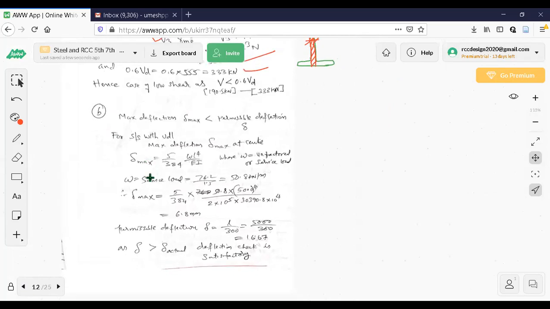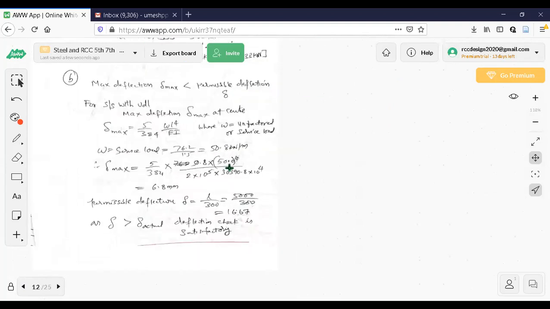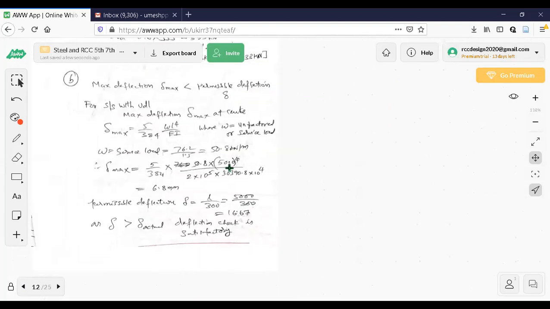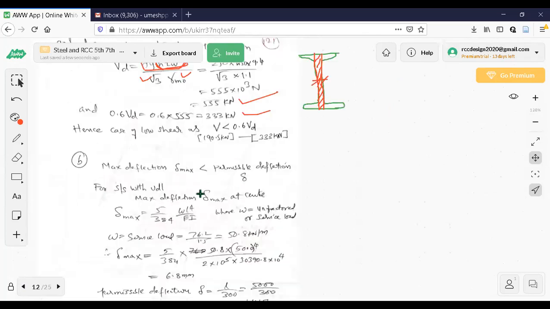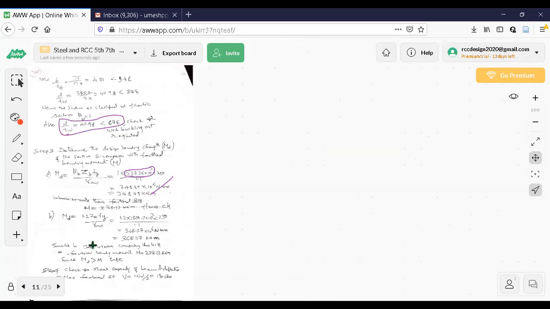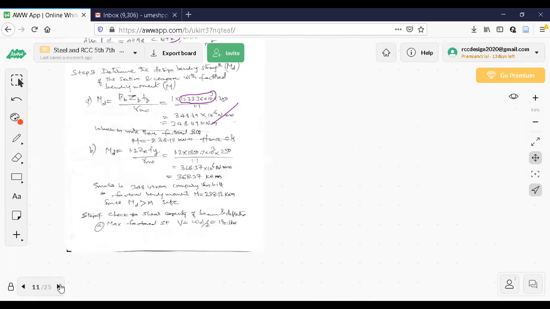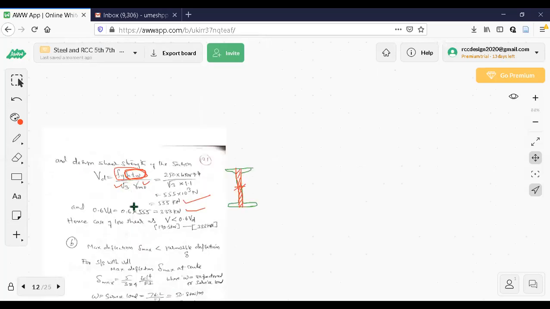Now the last check is the deflection check. Last step we have reached. Now it is safe in shear, safe in bending moment. Step 3 is all about checking whether the section selected is safe or unsafe, whether I should revise it or what. Then next, it was checked for shear.